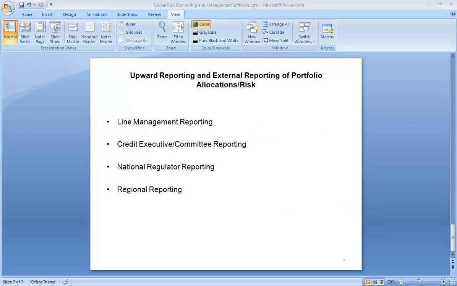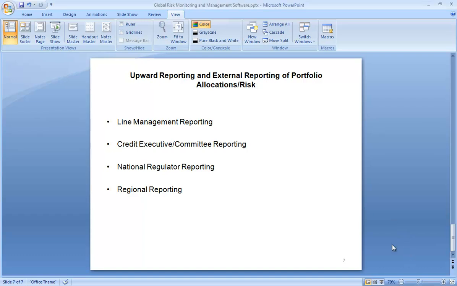As we said before, it also performs that important function of being able to distribute concise reports up the line to line management. In some instances they may choose to plug into the information themselves to do their own studies, obviously credit committees and alike, and as we said before, national regulators and regional reporting bodies.